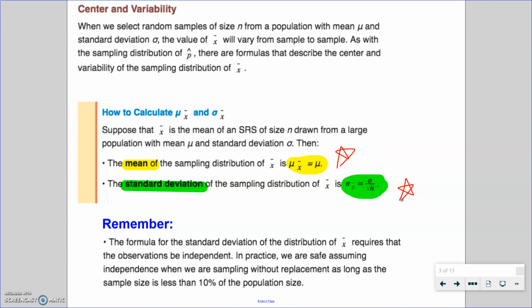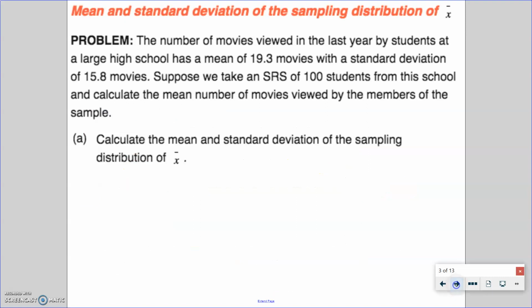Remember, the formula for the standard deviation of the distribution of x bar requires that the observations be independent. So if you remember binomials, that was each trial is independent of each other. So remember, we said we can kind of fudge the independence rule if the sample size is less than 10% of the population size. So if we're talking about a sample of 5 pennies and our population was 1,000 pennies, well, obviously we're okay to kind of say technically they were dependent probabilities, but we can make it work.